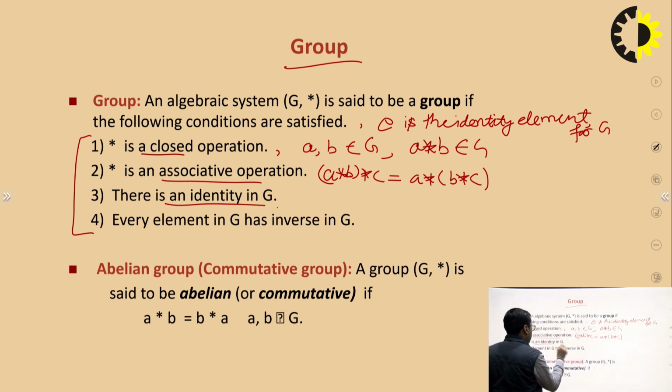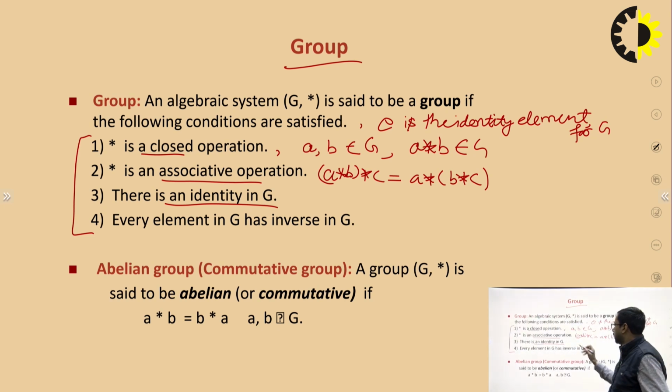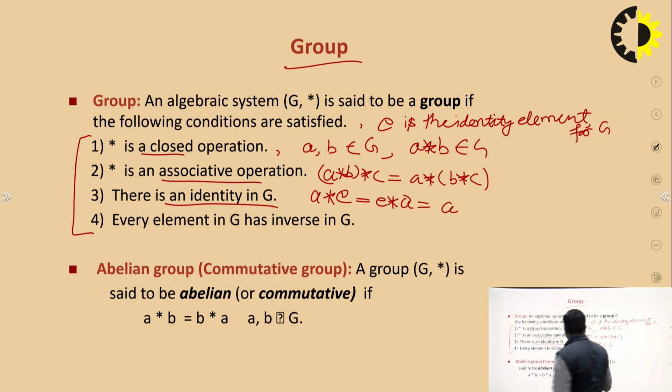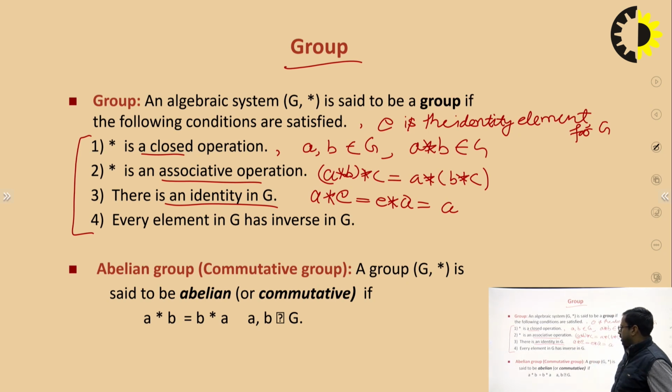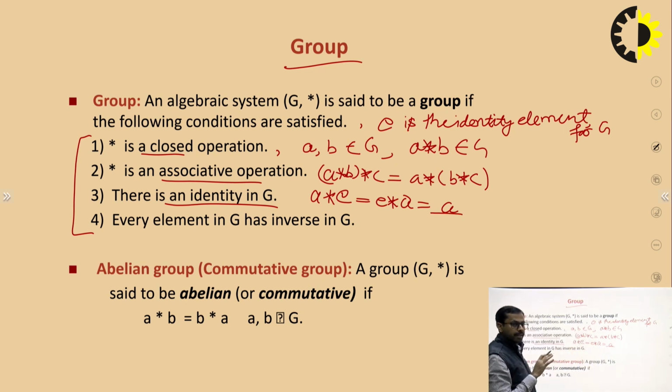There is an identity in G, that means the existence of the identity element in the algebraic structure, that means A star E equal to E star A equal to A. That means after applying the binary operation on the element A using the identity element E, the resultant value will not change. The value A will be the same after applying the operation with the identity element.